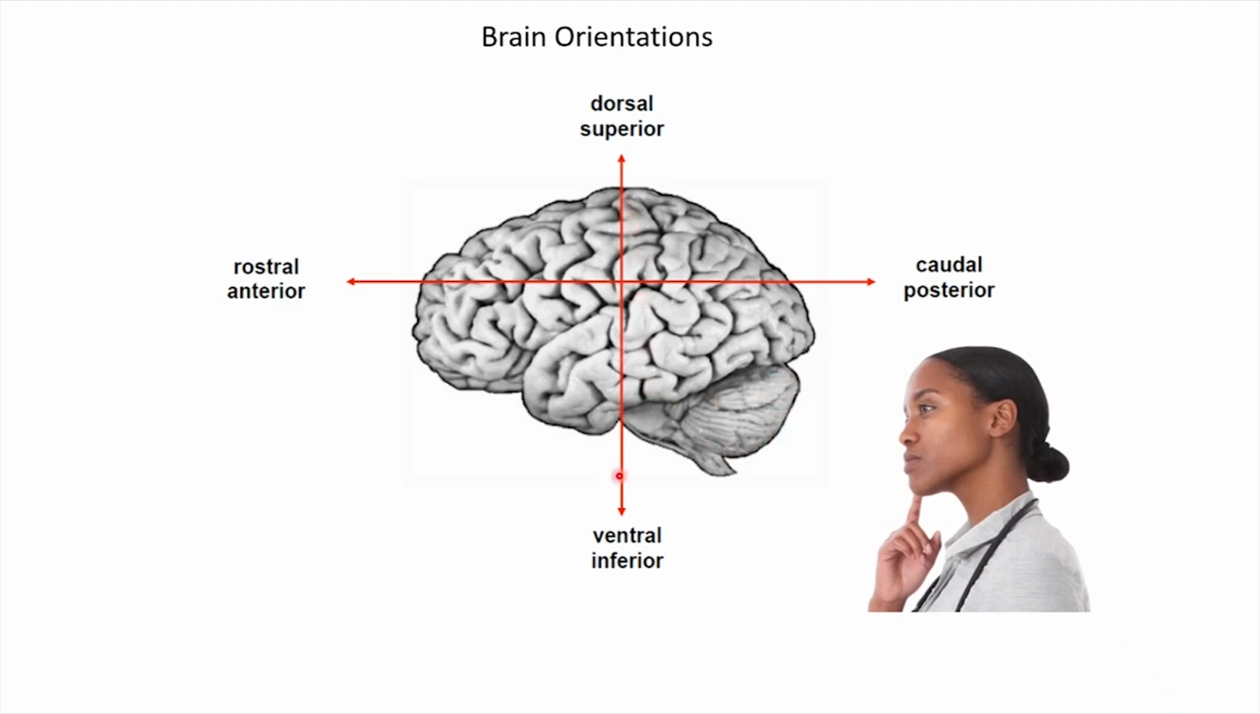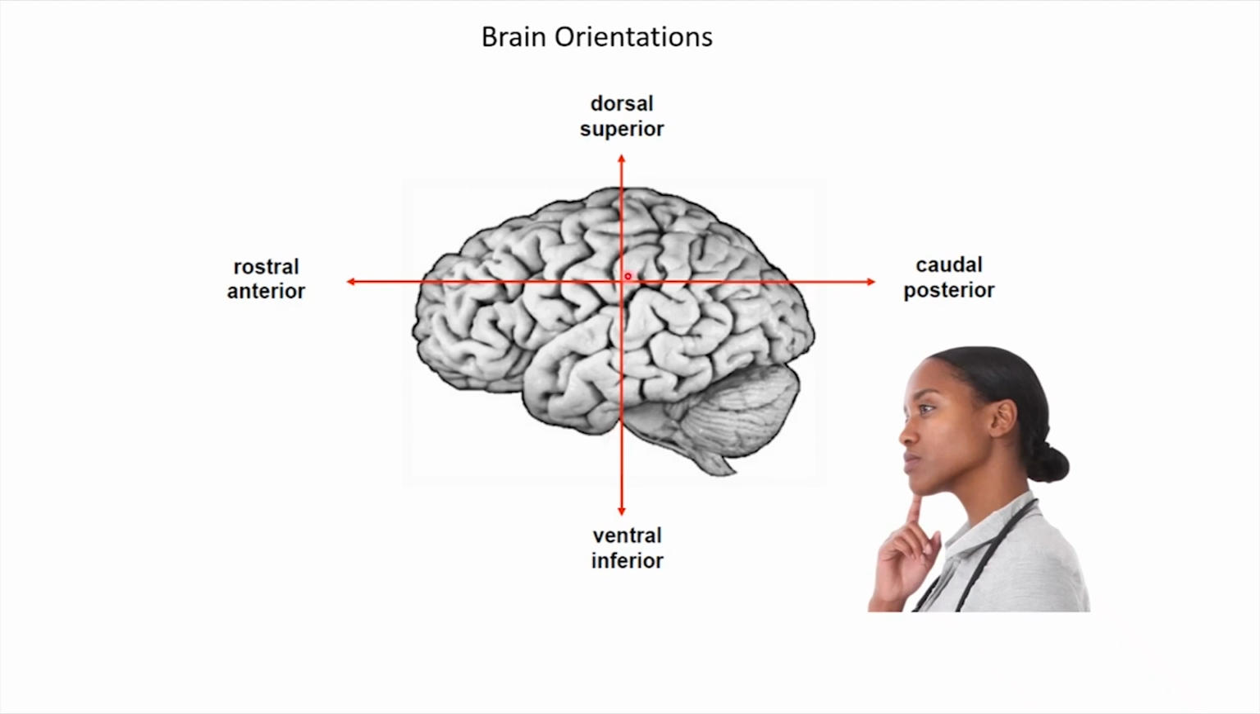On this axis, you can call it the top to bottom axis, also called the dorsal and ventral axis, or superior or inferior axis of the brain. So parts of the brain that are towards the top can be called the dorsal or the superior areas, and the parts of the brain that are towards the bottom side can be called the ventral or inferior areas.